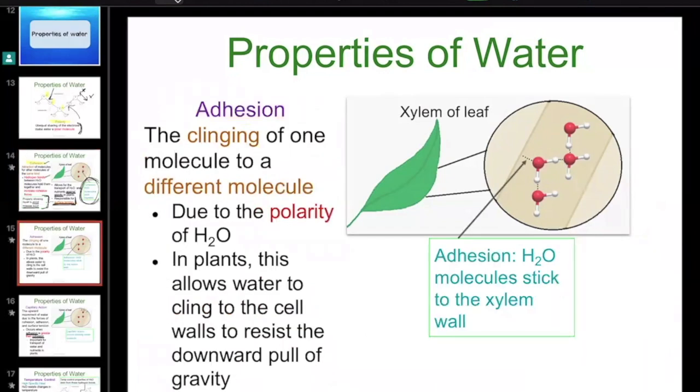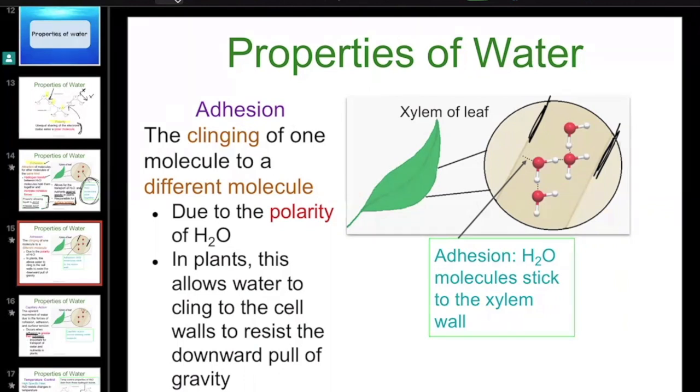All right, so that was cohesion. This is adhesion. This is the clinging of a molecule to a different molecule. So not water attracted to water, but water attracted to something else. In this case, water is attracted to the sides of the xylem of the leaf, and it allows things to cling to it and not slide down, right? It's always fighting against gravity. Gravity is wanting to pull it down. Well, the fact that water can cling to the sides, and because it can cling to each other, allows it to continue up the xylem without falling back down.